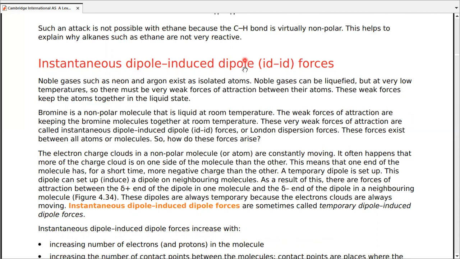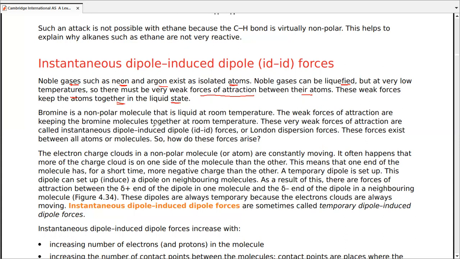Now, you will be astonished to know that intermolecular forces are also shown by gases such as noble gases, neon, argon. They exist as isolated atoms. Noble gases can be liquefied, but at very low temperatures. So there must be very weak forces of attraction between their atoms. These weak forces of attraction keep the atoms together in the liquid state. That's how we are capable of liquefying almost any gas on the planet.